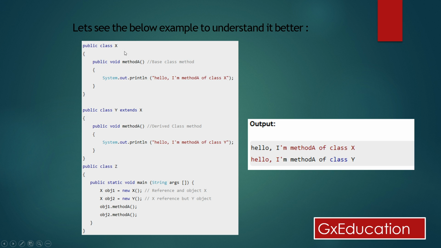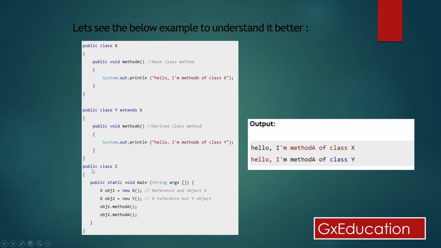Here is given a public class X, and inside this class a public void method A is a base class method, and System.out.println. Here we print the statement hello I am method A of class X. Then we close the class. So we have written public class Y extends X, public void method A, derived class method, and again we print the statement hello I am method A of class Y. Here method A overrides class X, and here it is written that hello I am method of class Y.